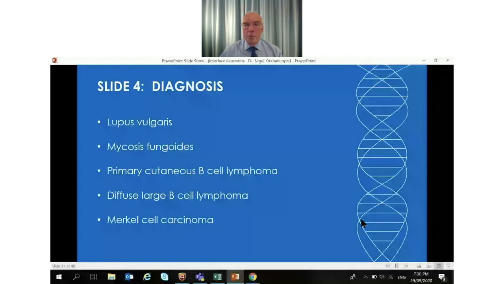So what is this? Is it lupus vulgaris, mycosis fungoides, primary cutaneous B-cell lymphoma, diffuse large B-cell lymphoma, or Merkel cell carcinoma? Vote now, please.